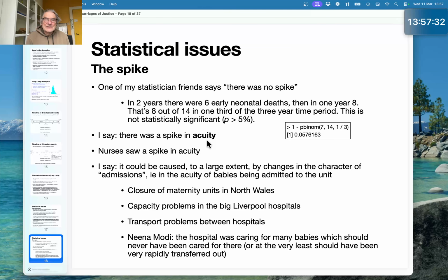So more high-risk babies, or the mothers of more high-risk babies, were being diverted from North Wales towards England in the direction of the big Liverpool hospitals. In particular, the Liverpool Women's Hospital is a particularly important hospital in this context. But at that time, there were also capacity problems in those hospitals. I believe for some time one unit or ward was closed because of an infection. We know there were big transport problems between hospitals. Very big transport problems. They played a very big role in one of the babies' demise.